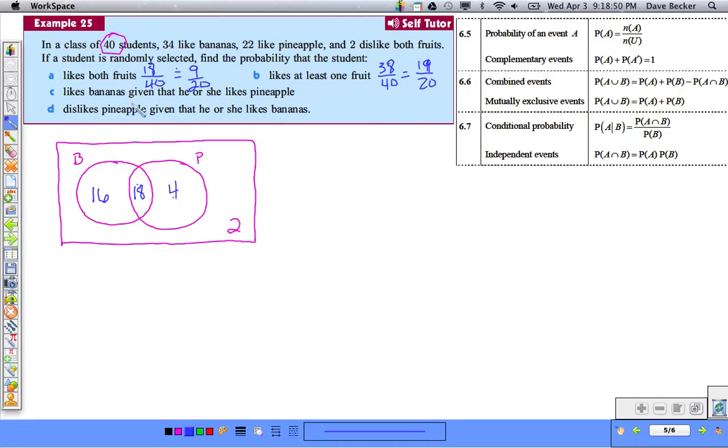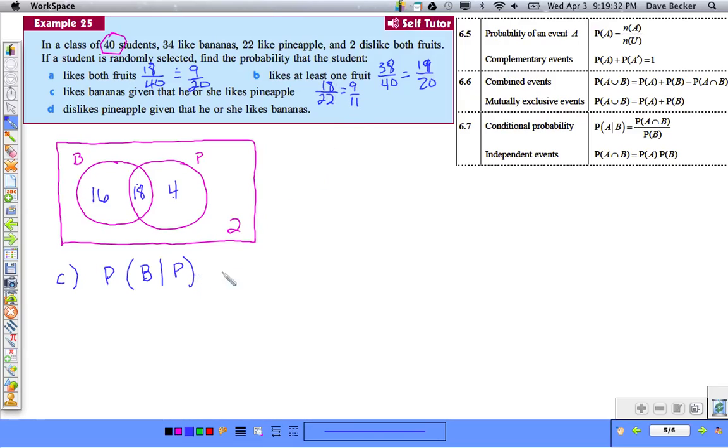All right. Likes bananas given that he or she likes pineapple. Okay. Well, I'm going to write this here. This is really the probability that they like bananas given that they like pineapples. Okay, so first I'm going to solve this using the Venn diagram. That's the simpler way. So we know that these people like pineapples. So there's 22 that like pineapples, and out of those, 18 like bananas. So the probability simplifies to 9 over 11.